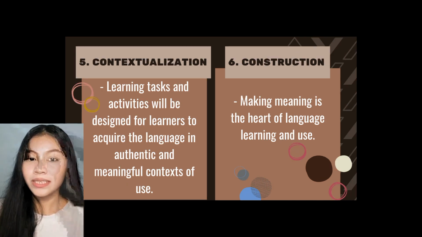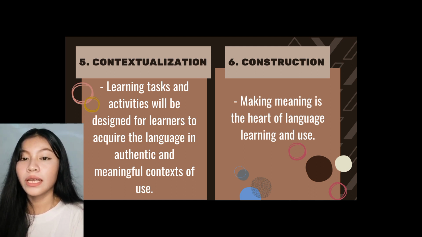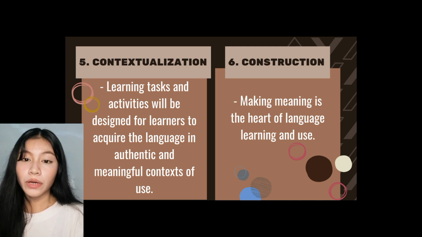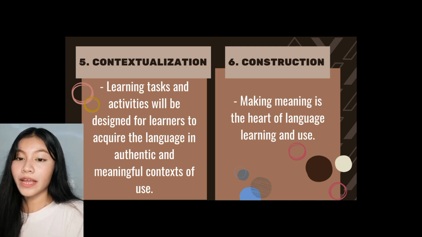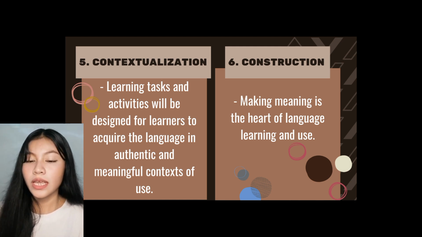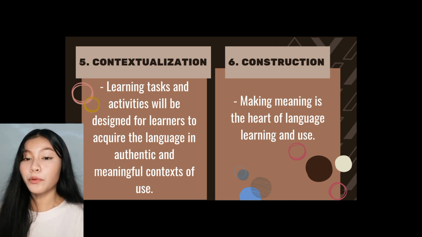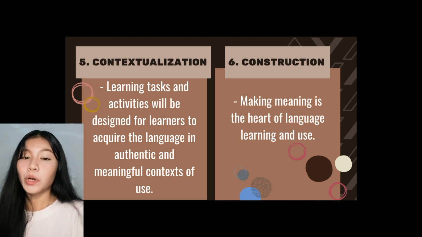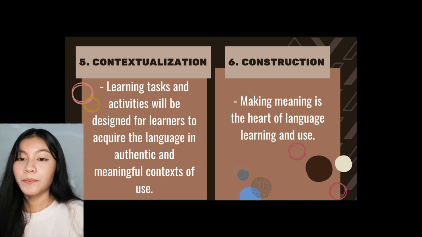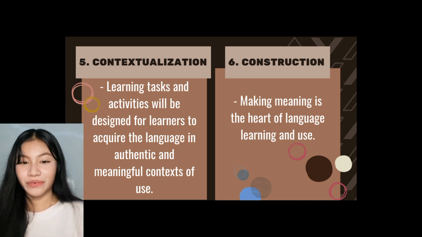Fifth is the contextualization. Learning tasks and activities will be designed for learners to acquire the language in authentic and meaningful contexts of use. For example, lessons will be planned around learning outcomes, a theme, or a type of text to help learners use related language skills, grammatical items, or structures, and of course the vocabulary appropriately in spoken and written language to suit the purpose, audience, context, and culture. For example, students may be taught writing skills in the morning in an English subject and then expected to apply them to writing an essay in a history class in the afternoon.